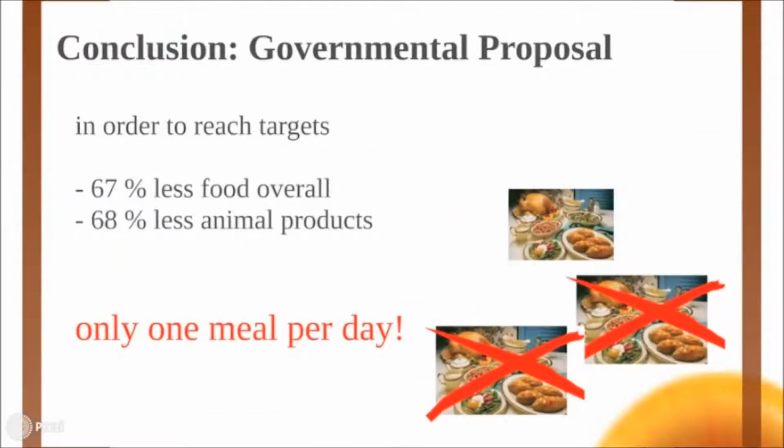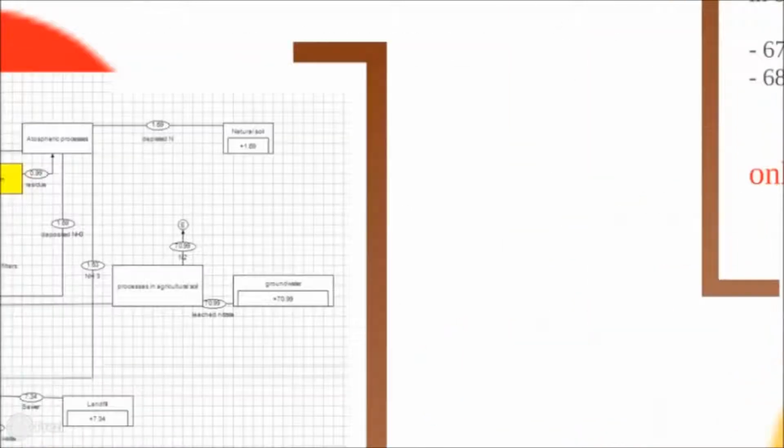With these government proposals, if we want to reach targets, we would have 67% less food and 68% less animal products that would lead to food shortages. This violates our constraint of food self-sufficiency.